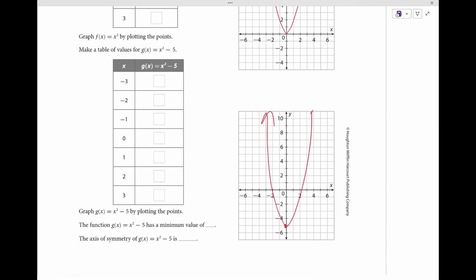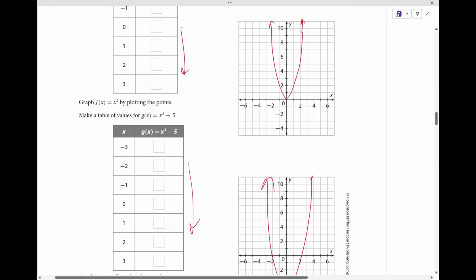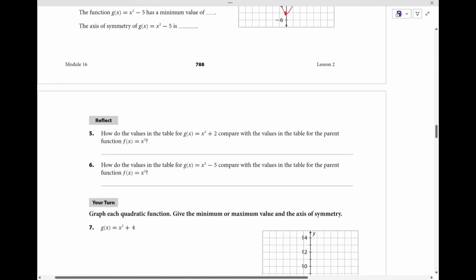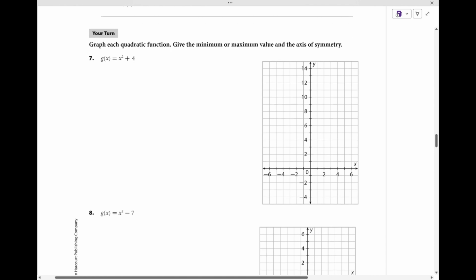Okay. So go ahead and fill out all those values, and make sure you know how to do this. Okay, and these are more good practice problems. Plus 4 means your graph should go up 4. Minus 7 means your graph should go down 7.